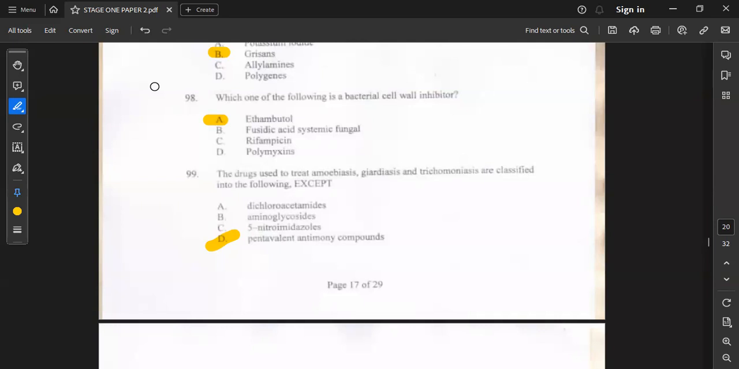Anyone with anything on amoebiasis? Or we move on? Or on giardiasis, maybe you have a burning issue with giardiasis, something unique. Let's just go on to giardiasis. Just say the treatment of giardiasis.